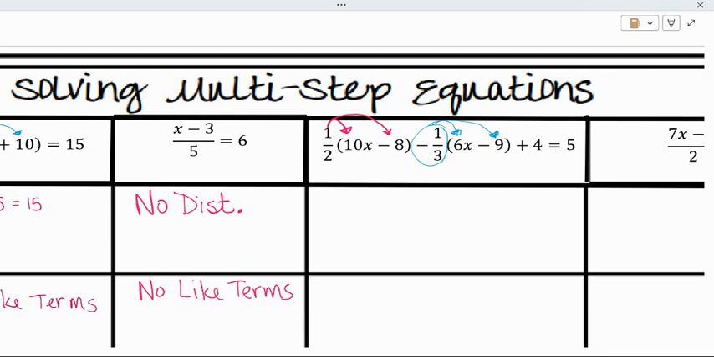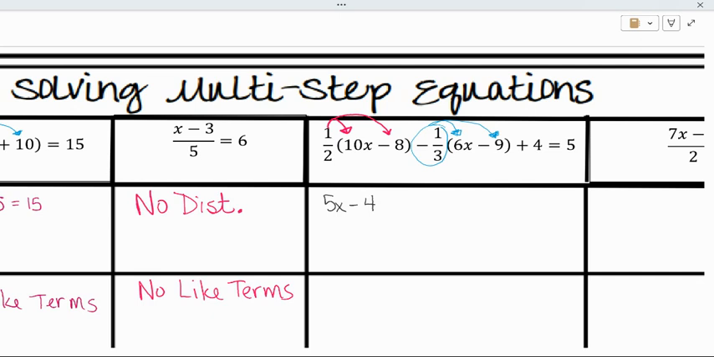Do you guys see that? Okay. So what is half of 10x? 5x. Good job. And what is half of negative 8? Negative 4. Good job. What is negative 1/3? So a third of 6x.